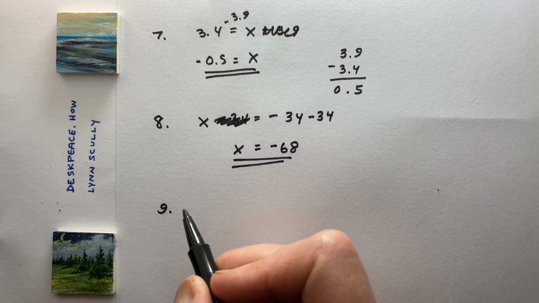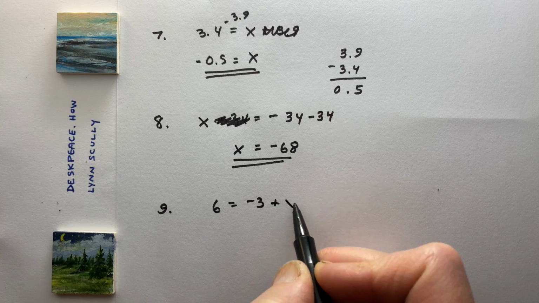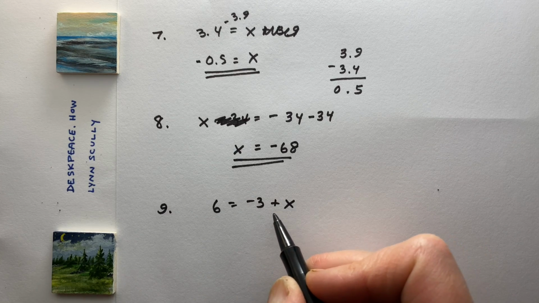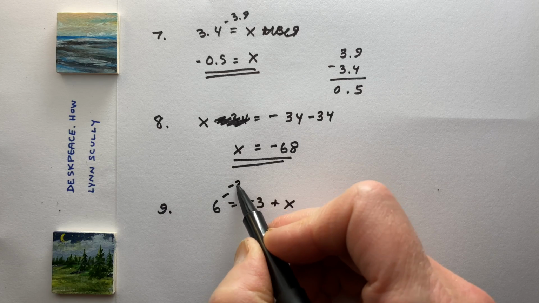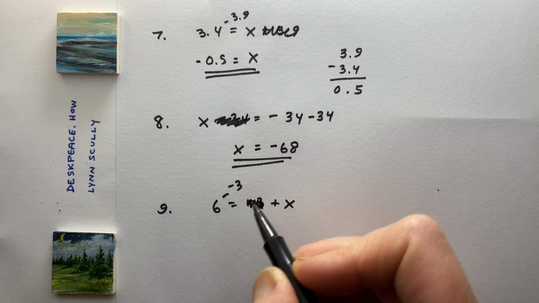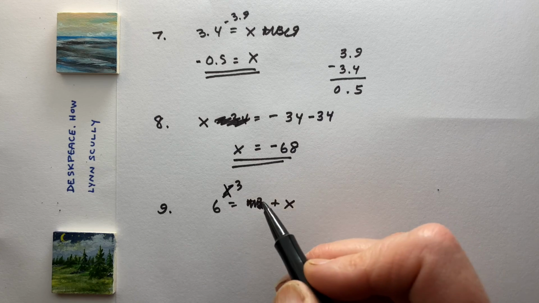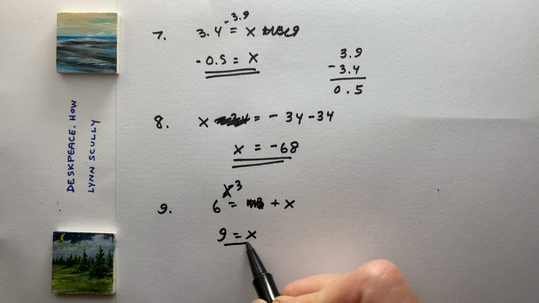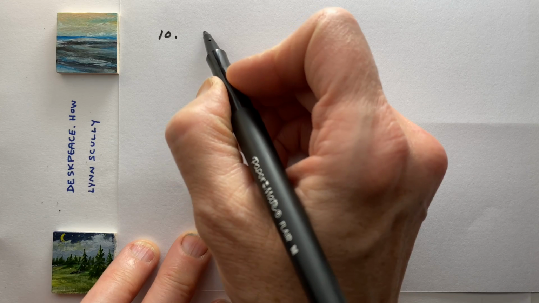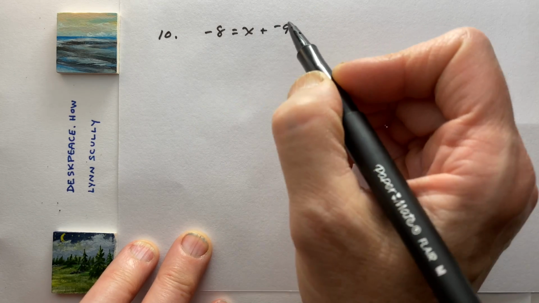Number 9, 6 equals negative 3 plus x. I want to get that x alone. Negative 3 is attached by addition. I'm going to move it by subtraction to the other side of the equal sign. Minus a negative, those go together to form a plus. 6 plus 3 is 9. 9 equals x.